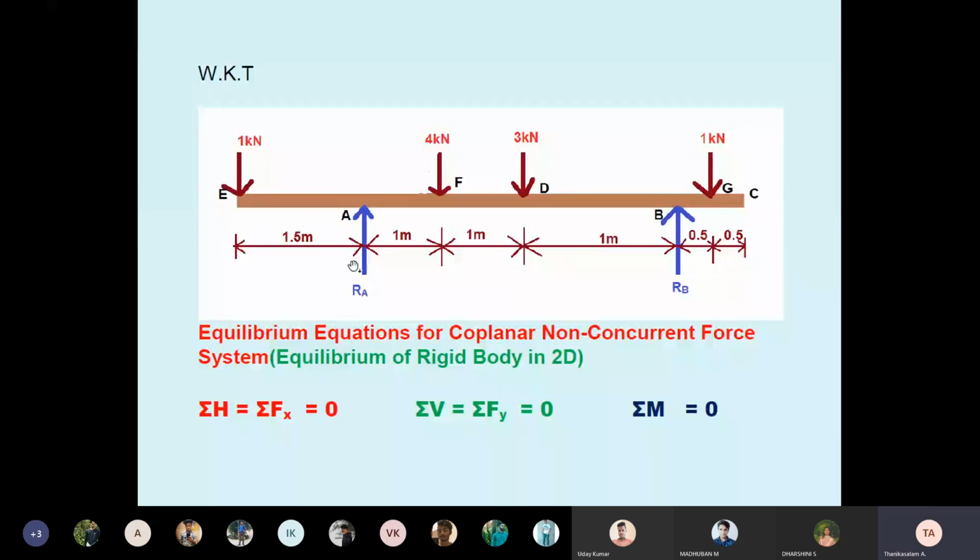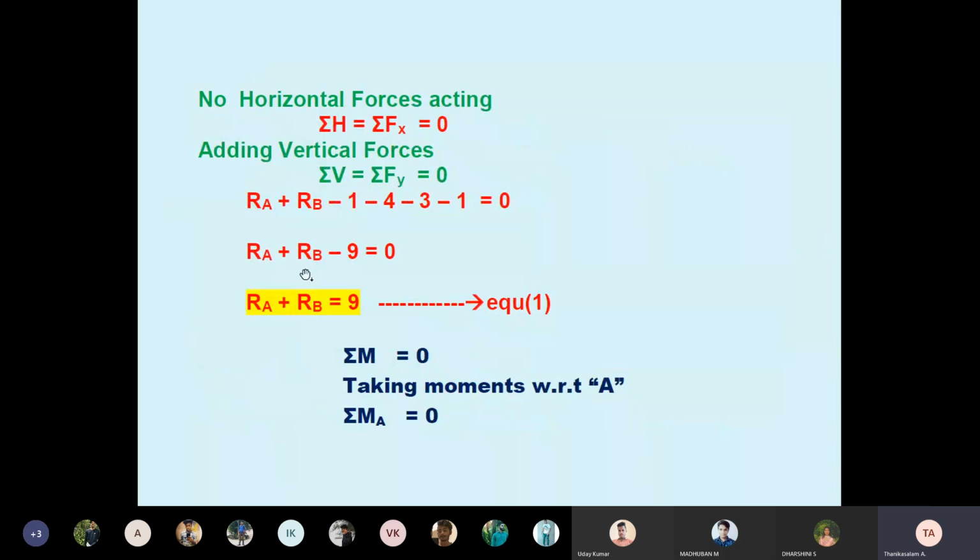This is called a free body diagram. So we know this is non-concurrent. Students, this is non-concurrent. Why do you say non-concurrent? Acting at different points. This is called a rigid body. So what is equilibrium of a rigid body? Summation H equal to 0, summation V equal to 0, summation M equal to 0. Summation H, horizontal force must be 0. Vertical, all vertical must be 0. Moment, M means net moment with respect to reference point O. So here there is no horizontal force. See, students, no horizontal force, so you can leave summation H equal to 0.